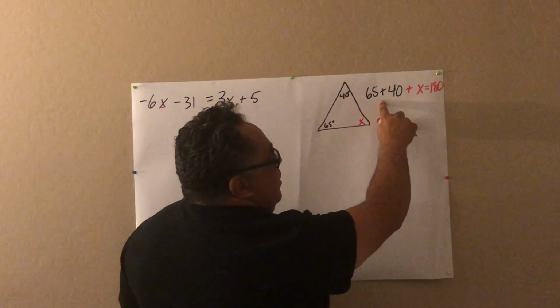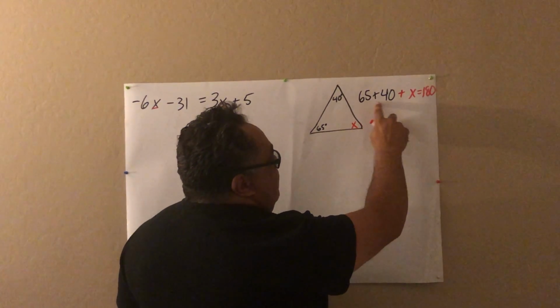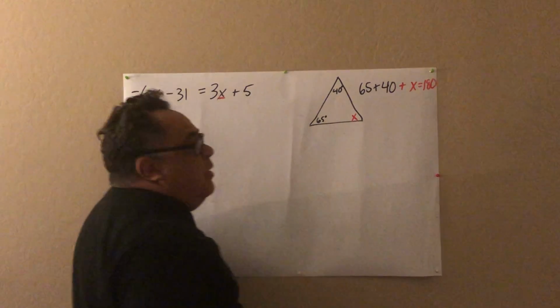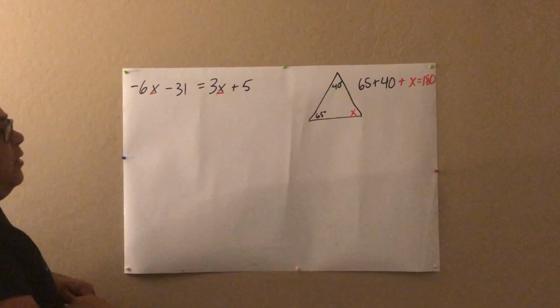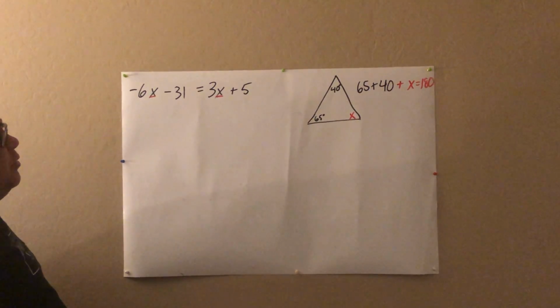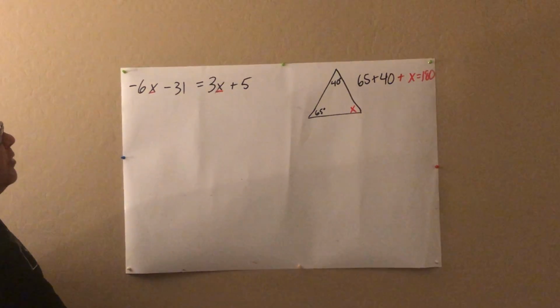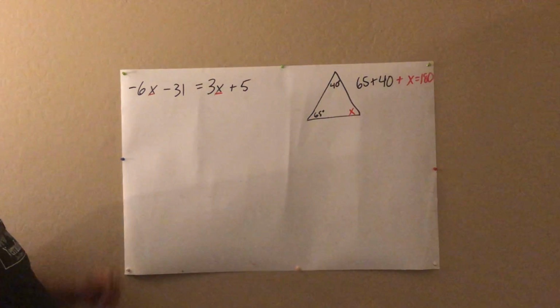The way you do that is you're going to add these up, 65 plus 40 plus x equals 180, and you can solve that equation in your separate time on the video. I just wanted to show you an example. We're going to actually solve this problem right here.